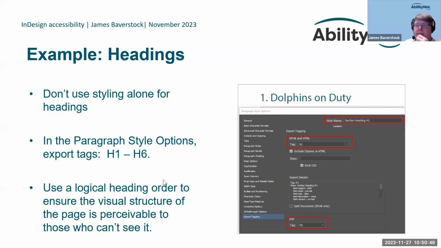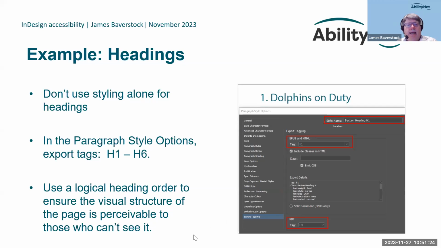So fundamentally, as we said before, if we've got a heading, we don't just want to use styling for it. We don't just want to add big, bold text, because then there'll be no indication for a screen reader user that this is a heading or what the level of the heading is. Instead, we want to use paragraph styles, as we saw before, and we can set the export tags on these to H1 through to H6. And then within our document, we want to use a logical heading order to ensure the visual structure of the page is perceivable to people who can't see it.